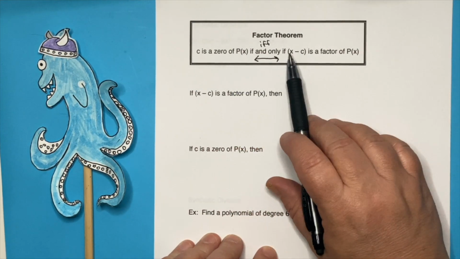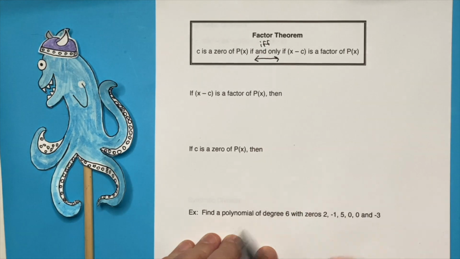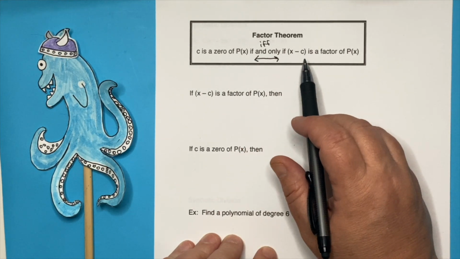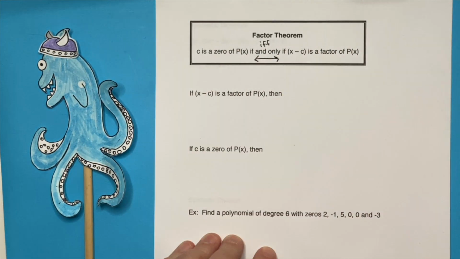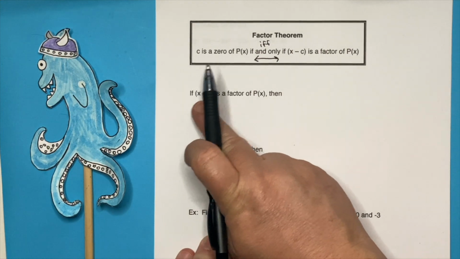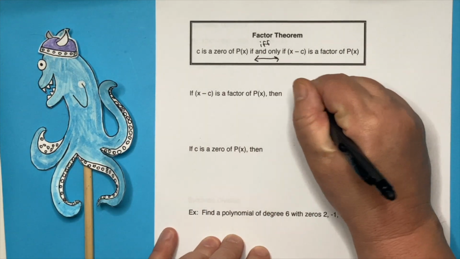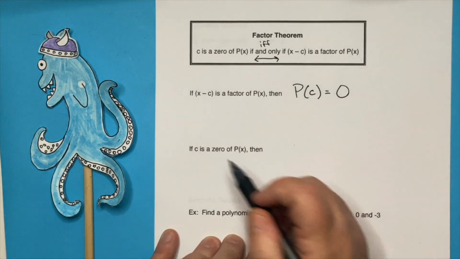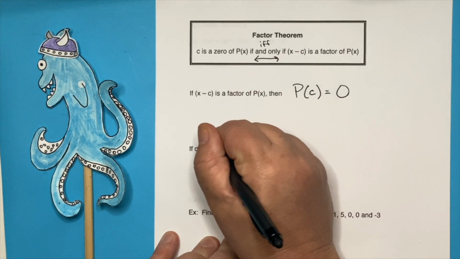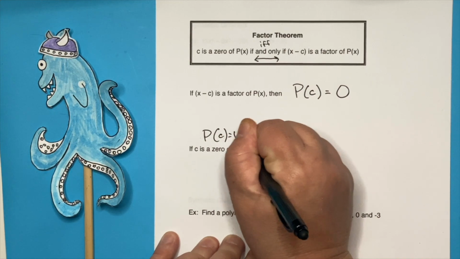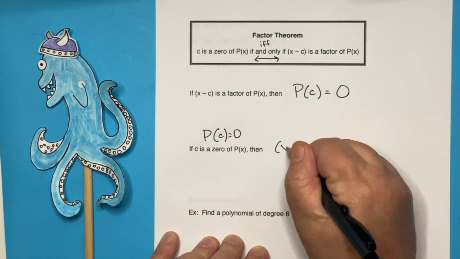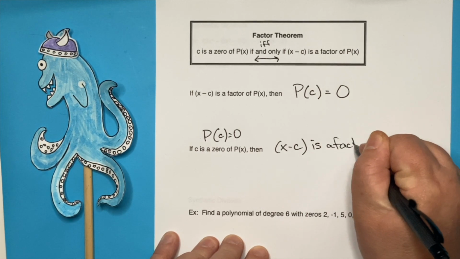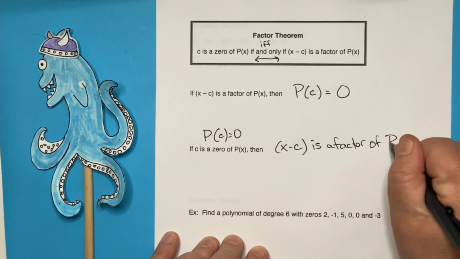So C is a 0 of P of X if and only if X minus C is a factor of P of X. So if C is a 0, then that is a factor. If that is a factor, then C is a 0. So if X minus C is a factor of P of X, then P of C equals 0. If C is a 0 of P of X, so in other words, P of C equals 0, then X minus C is a factor of P of X.